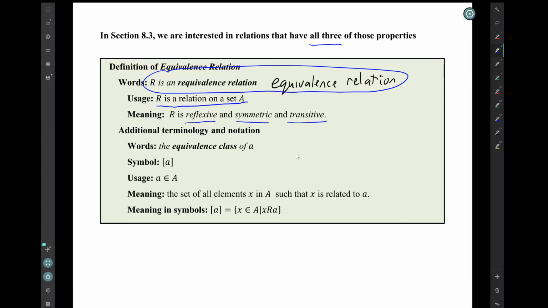There's some additional terminology and notation. The equivalence class of little a is denoted this way, little a in square brackets. Now when you use that symbol, little a is an element of set capital A. And what that symbol, bracket, little a, stands for is a set. It's the set of all x's in set capital A such that x is related to little a. That's what's called the equivalence class of little a. It's that thing.